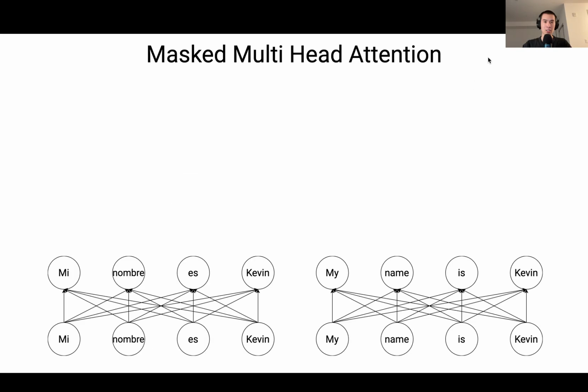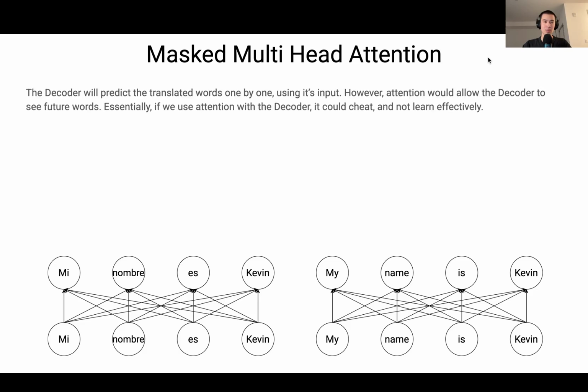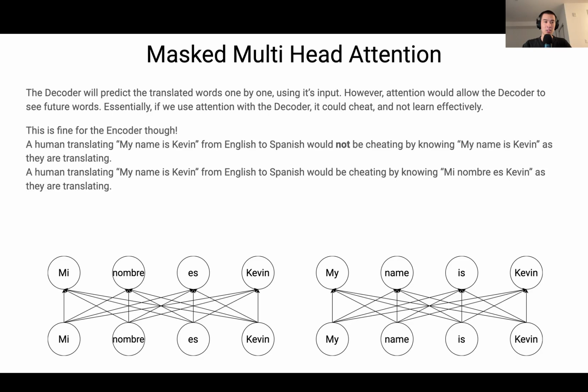First up is masked multi-head attention. So wall of text incoming. The decoder will predict the translated words one by one using its input. However, attention would allow the decoder to see future words, as we can see in these two diagrams here. Essentially, if we use attention with the decoder, it could cheat and not learn effectively. This is fine for the encoder though, the seeing the future words part.